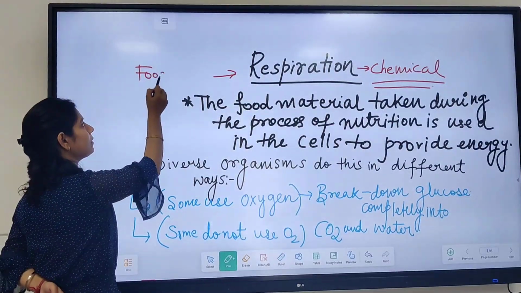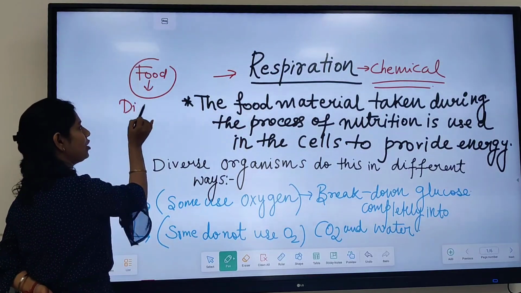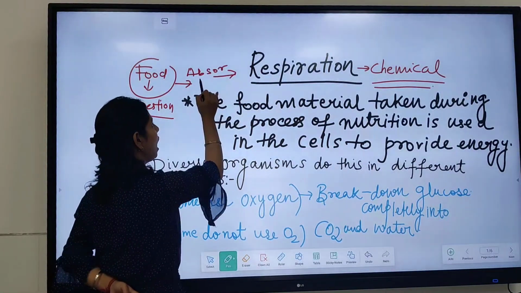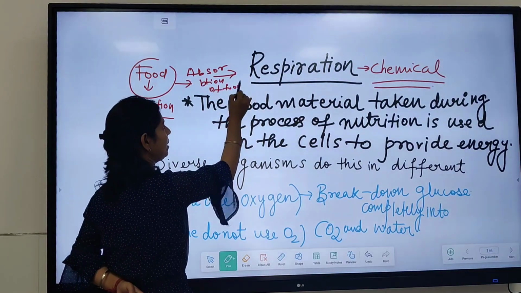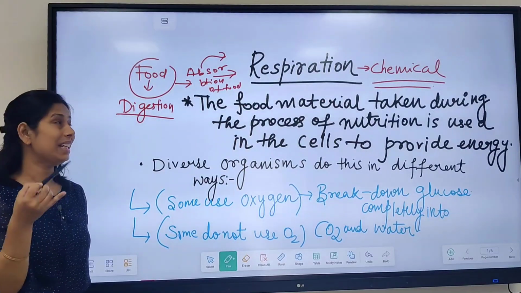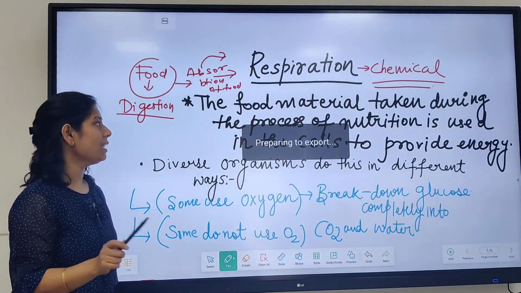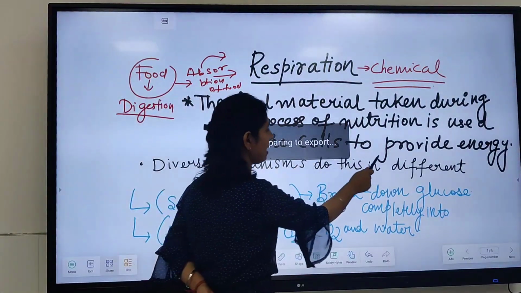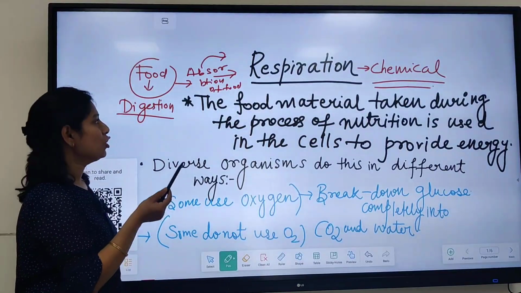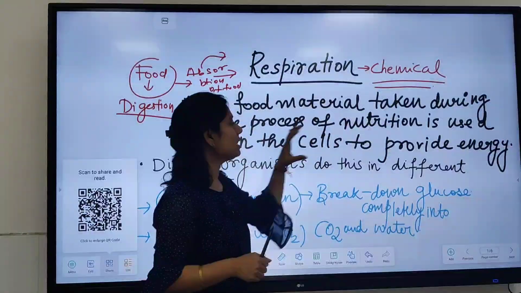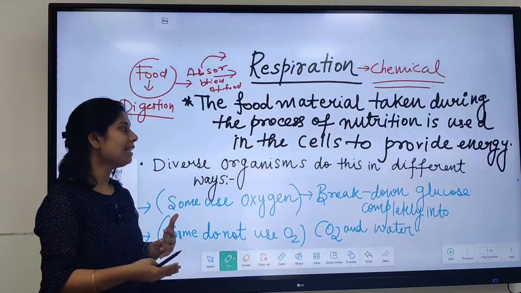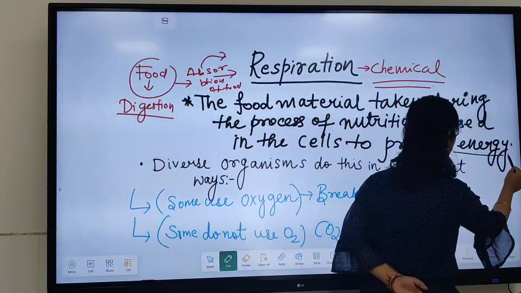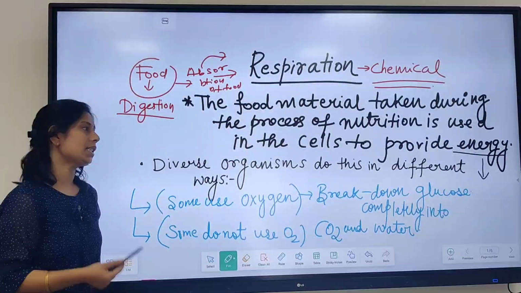You have taken the food during the phase of digestion. The food is digested and there will be absorption of food over that time. After absorption of food, there will be the requirement of release of energy, which will be done by respiration. The food material taken is used in the cells to provide energy. Once the food is taken in, it is absorbed by the cell, and finally we have to release the energy. This energy will be utilized in doing other works inside the body.